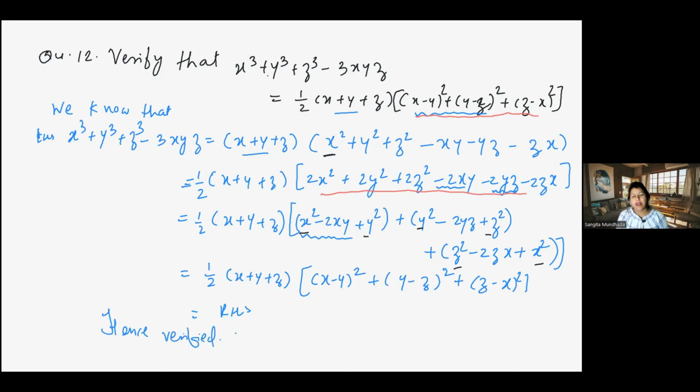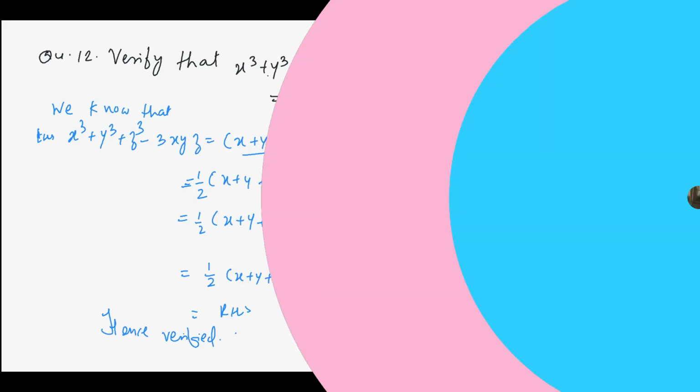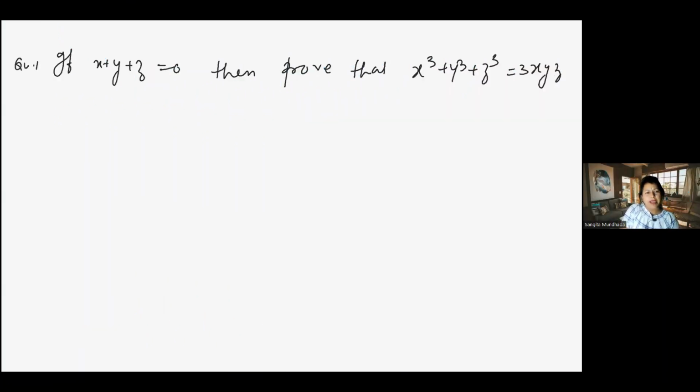So this is the way you have to solve the questions. Question number 12. If x plus y plus z is equal to 0, then prove that x cube plus y cube plus z cube equal to 3xyz.